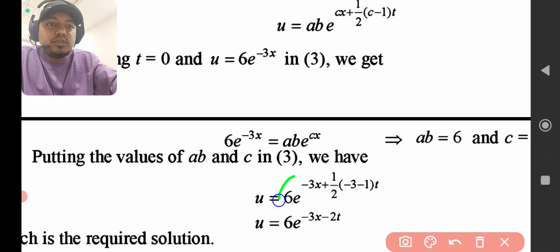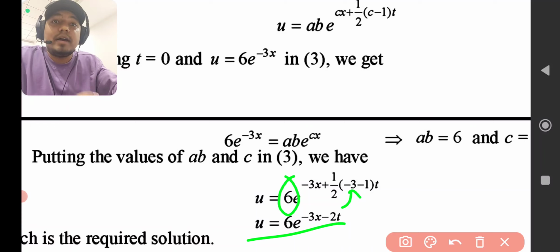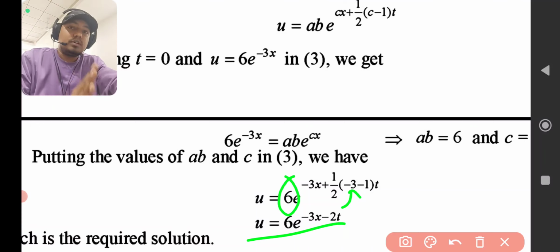So substitute here ab as 6 and the c value inside as minus 3. That's all done. This became your required final solution, right? Then go for lecture 8.